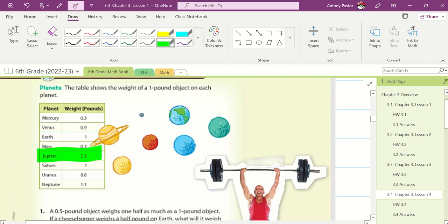Therefore, it would weigh more on Jupiter. If we were to take it to Mercury, it would weigh less. It would be 0.3 pounds, less than what it weighs on Earth, and so on and so forth.